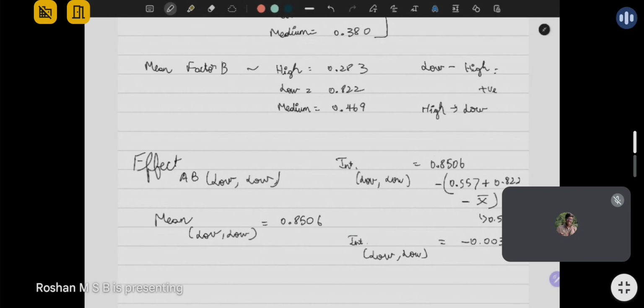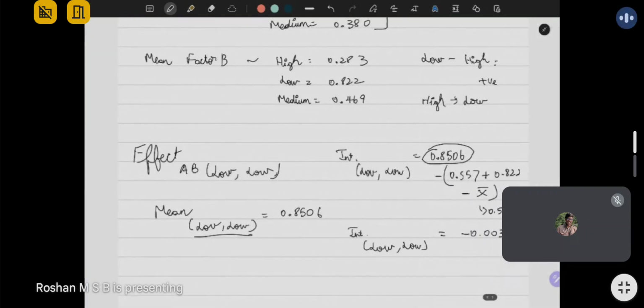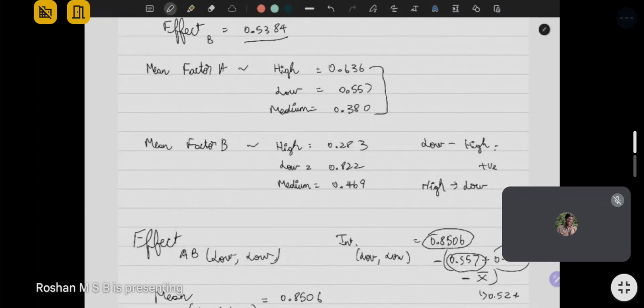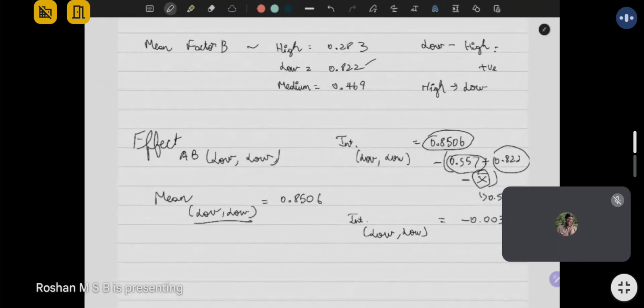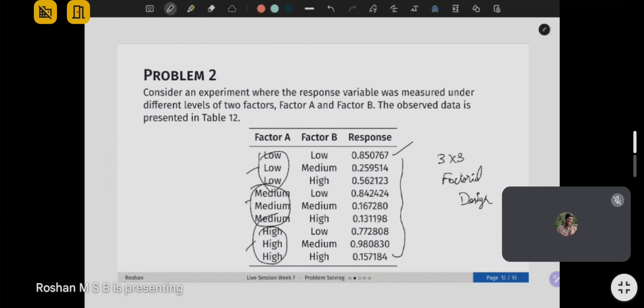Is this clear? What you have to do is calculate the mean for low and low first, however many data points you have. Here it is only one. Then you subtract the individual effects, 0.822 for low here, and the overall mean, that is x bar, 0.524. Once you do all this, you get the interaction effect for low and low. So where do you get 0.524 from? That's your overall mean. You just take the mean of all the data points.